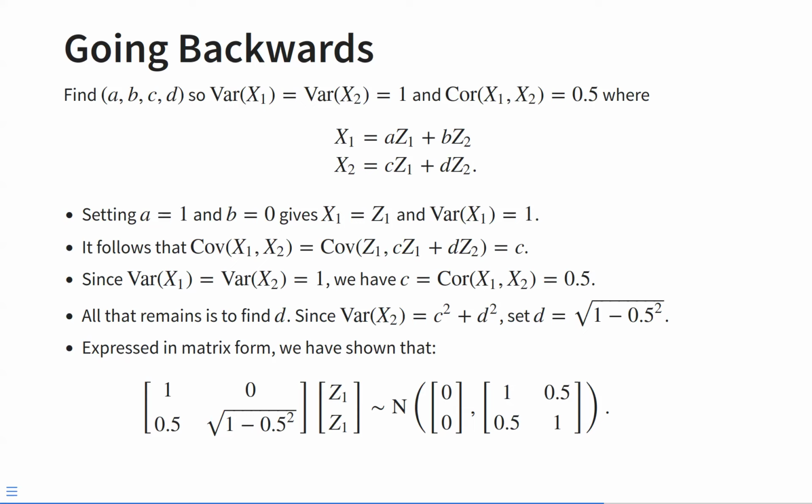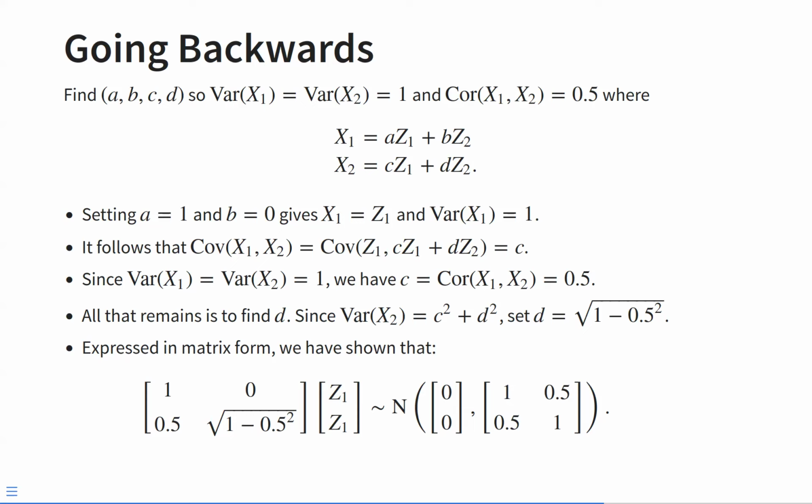So let's start simple. For this slide, we're going to keep the variances of x1 and x2 fixed at 1, and we just want to create some correlation between them. So I'd like to create a correlation of 0.5. All right, so let's think about this for a moment. Well, x1 is equal to a times z1 plus b times z2. So if I set a equal to 1 and b equal to 0, then that would mean that x1 equals z1 and the variance of x1 equals 1. So maybe that's a reasonable place to start.